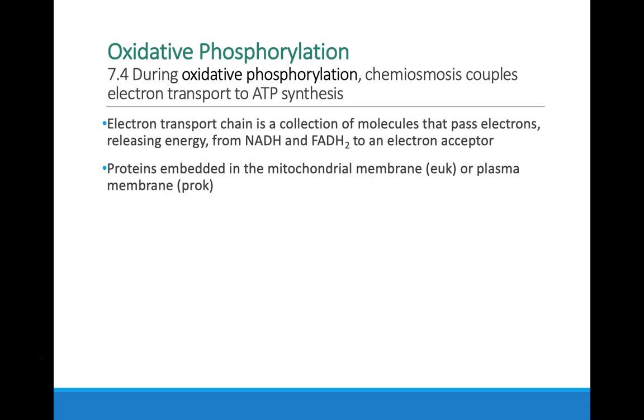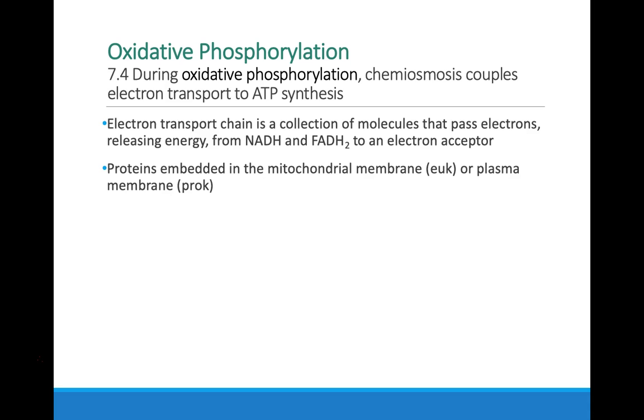So we're going to go through each one of these and talk about what is actually going on in this process. During this process, an electron transport chain, which is just a chain of molecules that gain and release electrons, pass those electrons and slowly release their energy. They are released from our electron shuttles, our NADH and FADH2, to an electron acceptor molecule. In general, this is going to be oxygen.